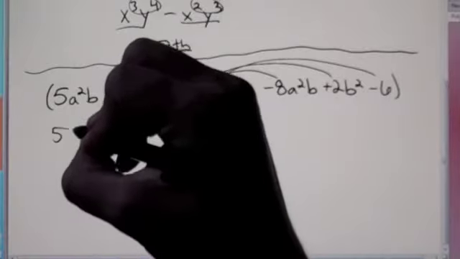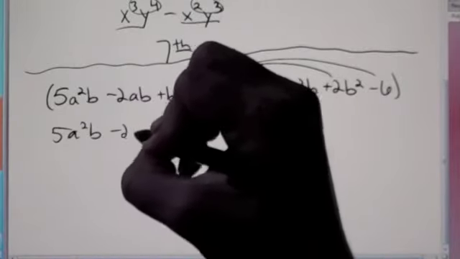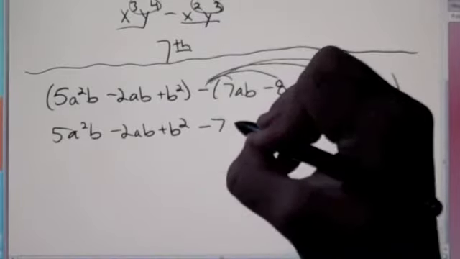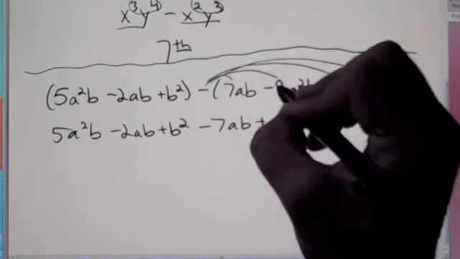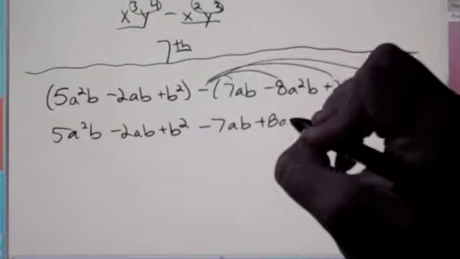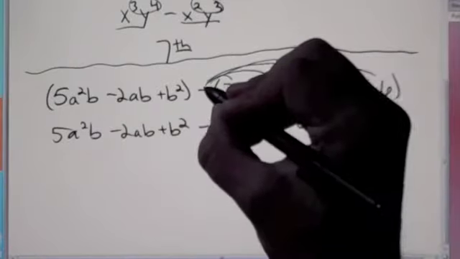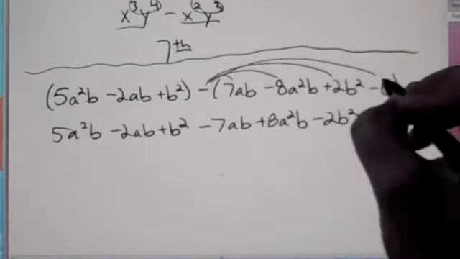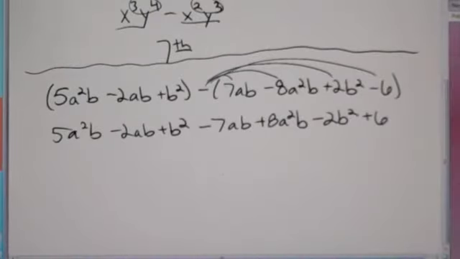So this becomes 5a squared b. So this stays the same. But on this side, everything switches. So you have 7ab plus negative times negative. Watch your positive and negatives. Negative times positive is a negative 2b squared. And lastly, negative times negative is a positive 6.